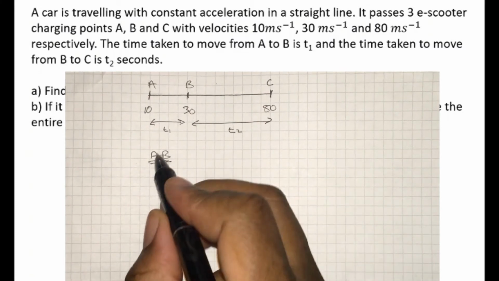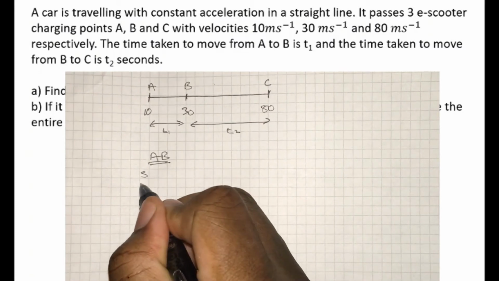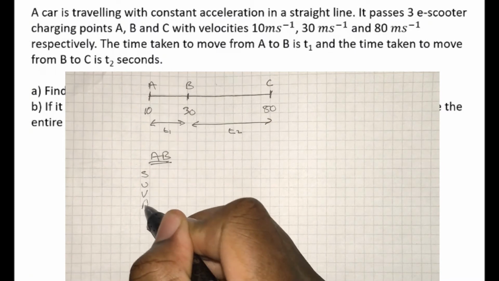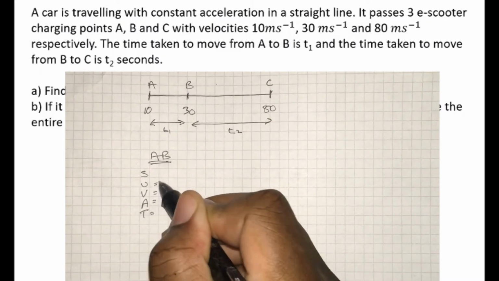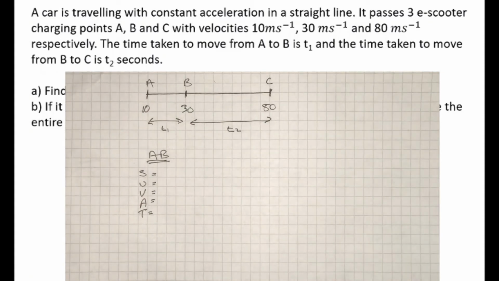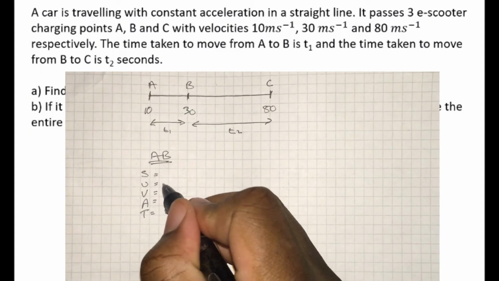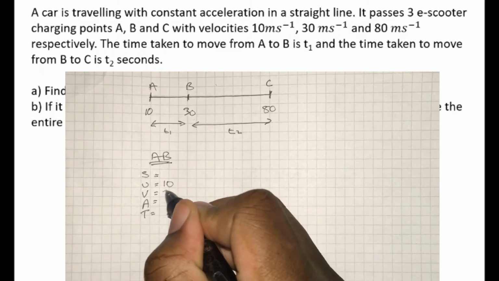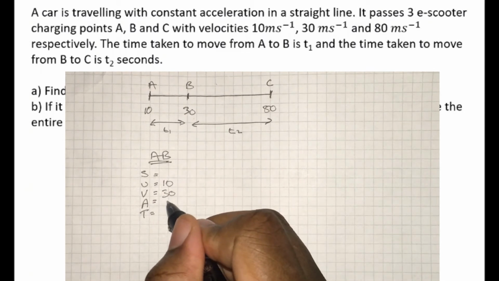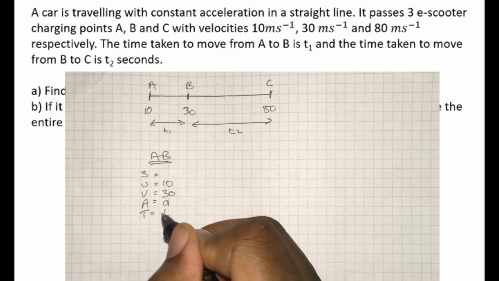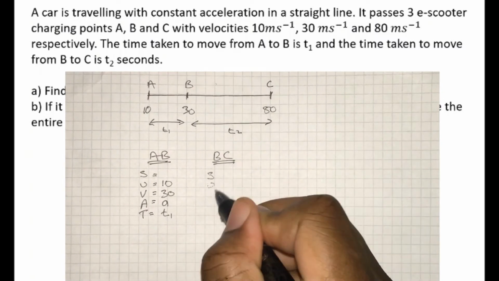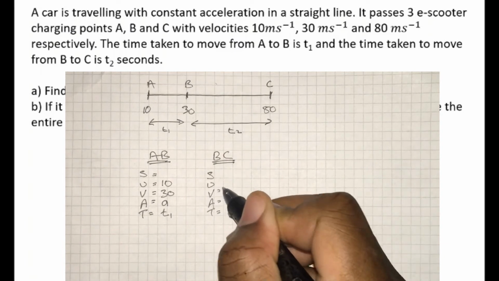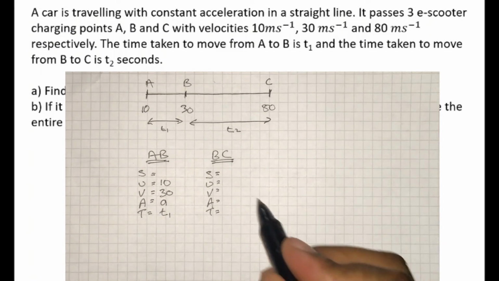Let's start with journey AB. I'm going to go ahead and collect all of the SUVAT variables: the displacement, the initial velocity, the final velocity, the acceleration and the time. So I'm quite happy that the initial and final velocity for this part of the journey are 10 and 30. The acceleration was unknown, so I'll just call it A for now, and the specific time for this part of the journey is T1.